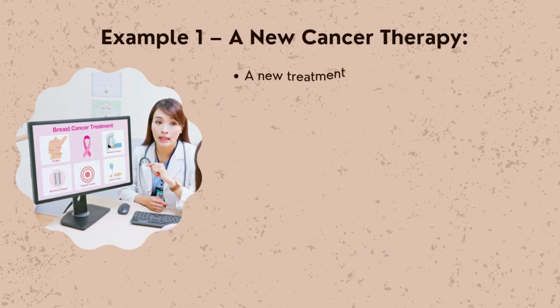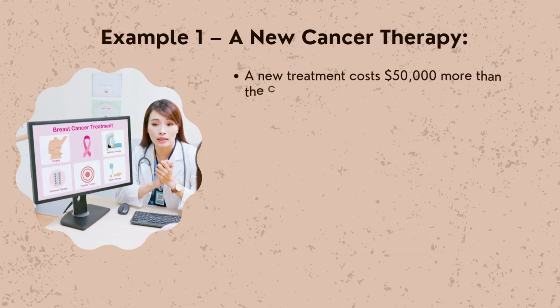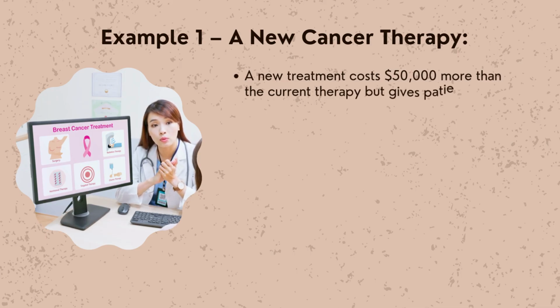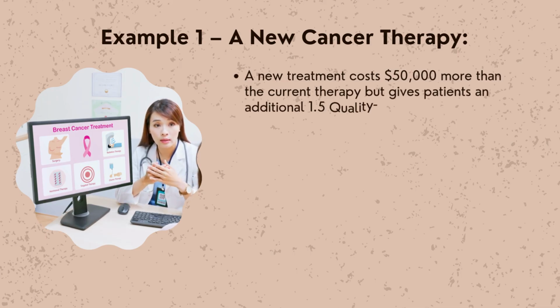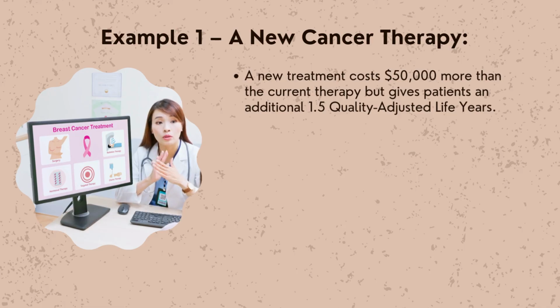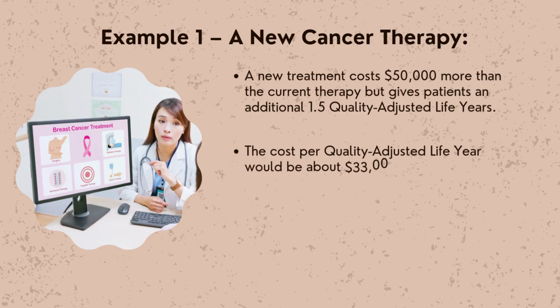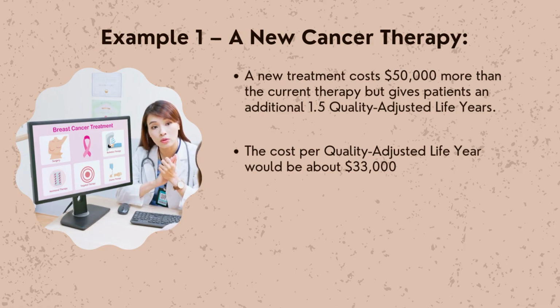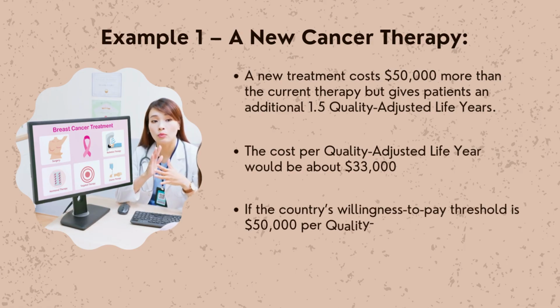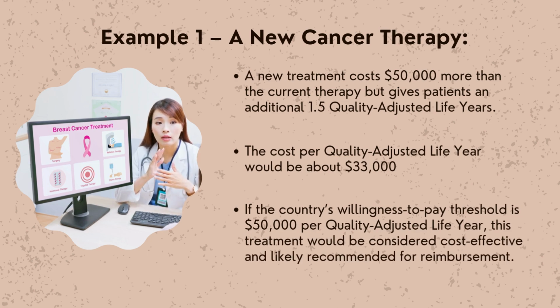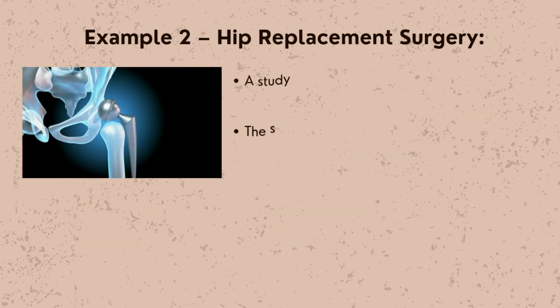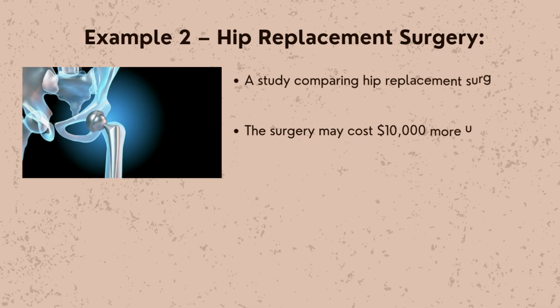Suppose a new treatment costs $50,000 more than the current therapy, but gives patients an additional 1.5 quality-adjusted life years. The cost per quality-adjusted life year would be about $33,000. If the country's willingness to pay threshold is $50,000 per quality-adjusted life year, this treatment would be considered cost-effective and likely recommended for reimbursement. Another example, hip replacement surgery.